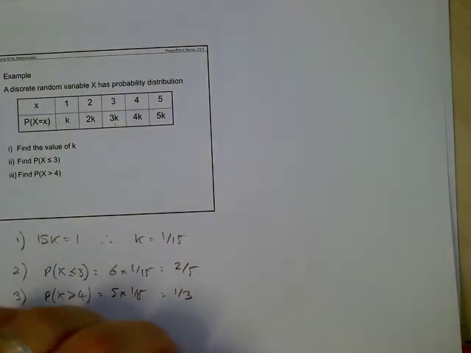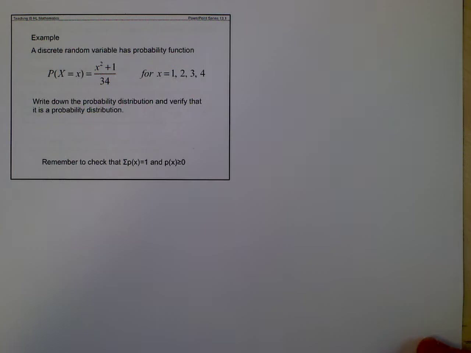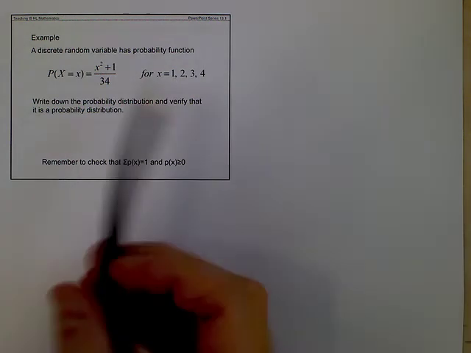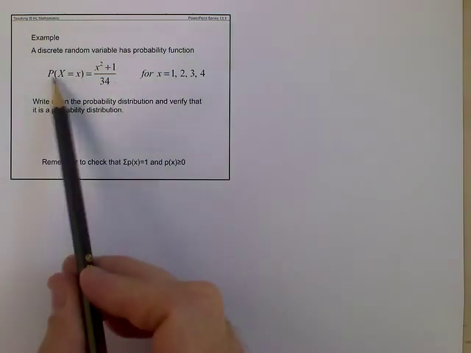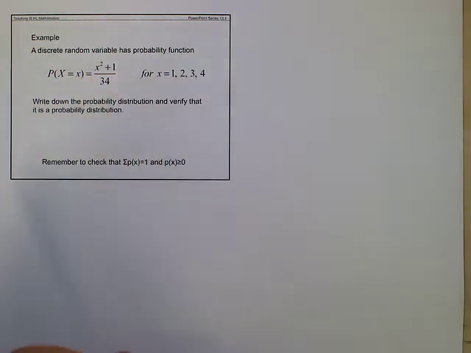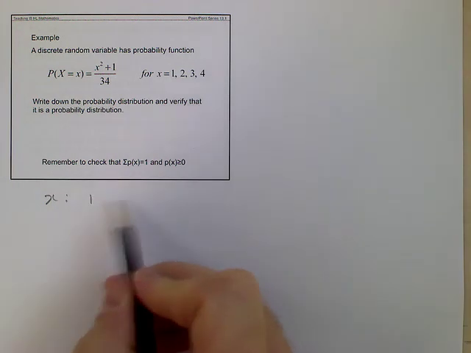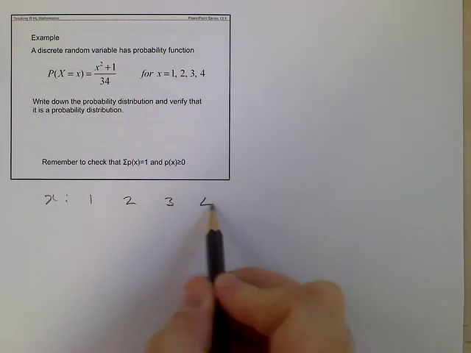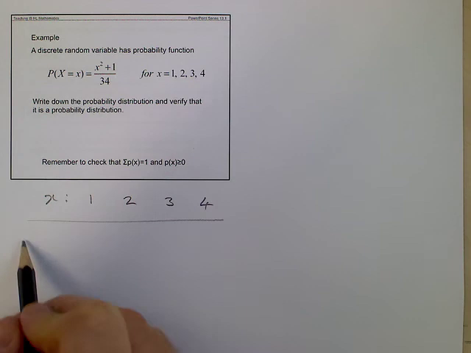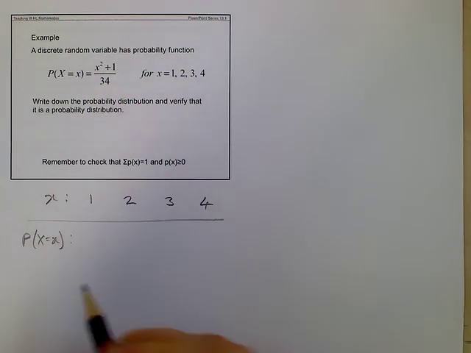Another quick example. Sometimes the distributions are given as a formula. So in this case, my variable is x. The probability of x taking any particular value is given by this formula here. It doesn't take long for me to set up a table. X can be 1, 2, 3, or 4. And for the probability of x equaling x, I just substitute the number into the formula.